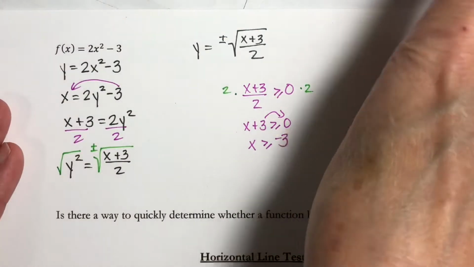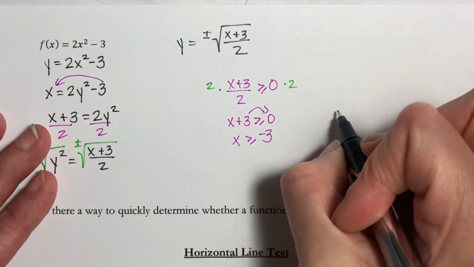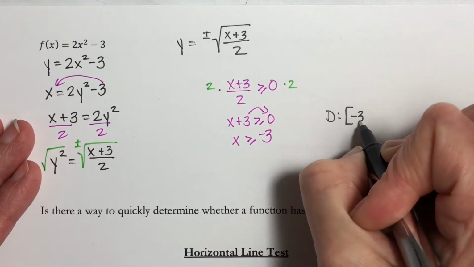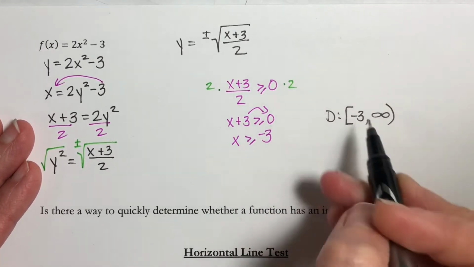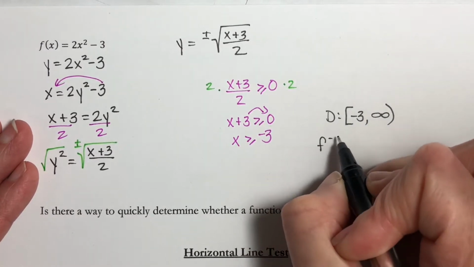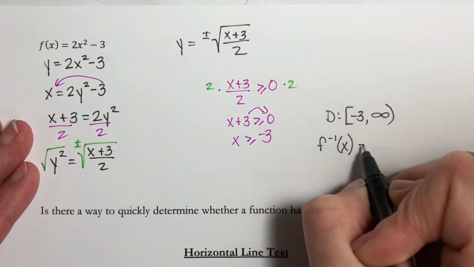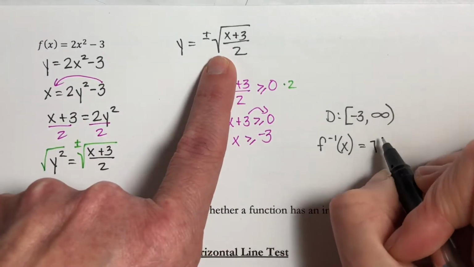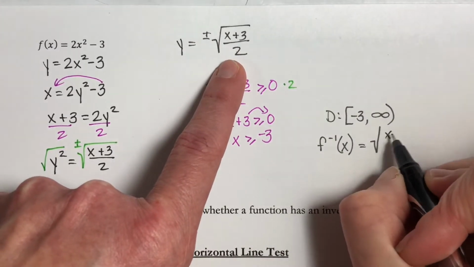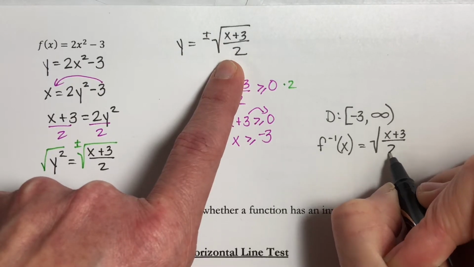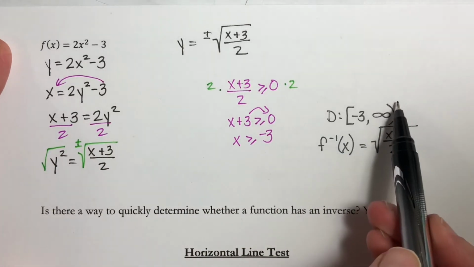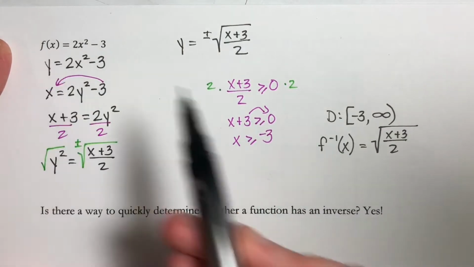Okay, so as long as I use the domain where my x values are negative 3 or greater, so from negative 3 inclusive to infinity, then my inverse function is, I get to drop the plus or minus here. This is taking care of that. The square root of x plus 3 over 2. So if I restrict my domain to this, then this is your inverse function.